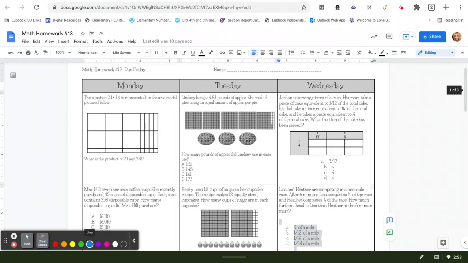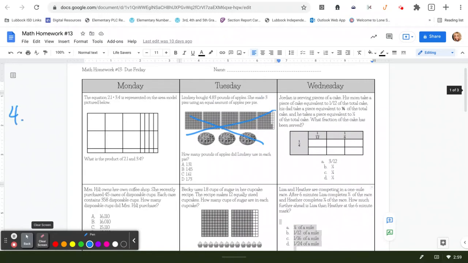Okay, Lindsay bought 4 and 83 hundredths pounds of apples. She made 3 pies using an equal amount per pie. How many pounds of apples did Lindsay use in each pie? This model to me is a distractor. I'm not sure if they're wanting you to draw arrows here and then split up this last little bit, or what exactly they wanted you to use this model for. I don't love it, so I'm going to exit out and I'm going to say, I know my 3s, so I'm just going to divide.